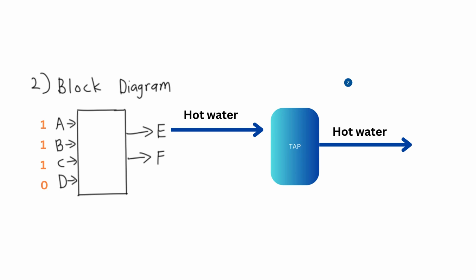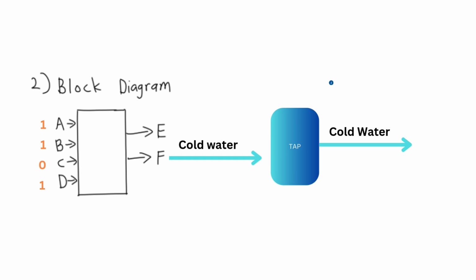If you only choose hot water, in this case where C is only on, you will have hot water at the outlet. If you only choose cold water, in which case D is only on, you will have cold water at the outlet.